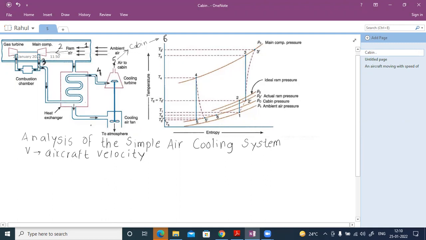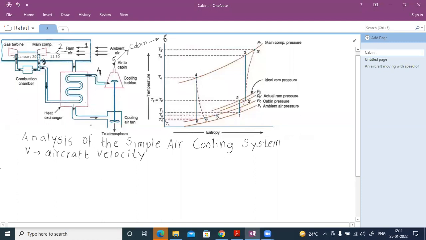You can call V the velocity of the aircraft, or the relative velocity of the air which is passing along the aircraft. So I will call it V. Now see, whenever we have velocity, obviously there will be kinetic energy.